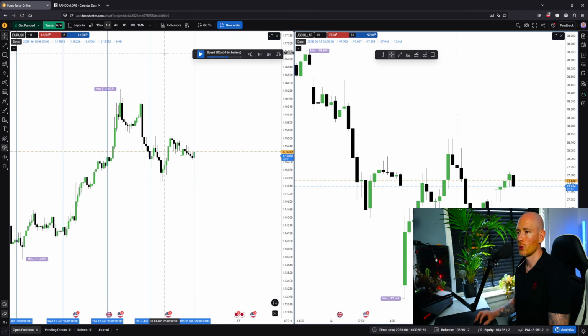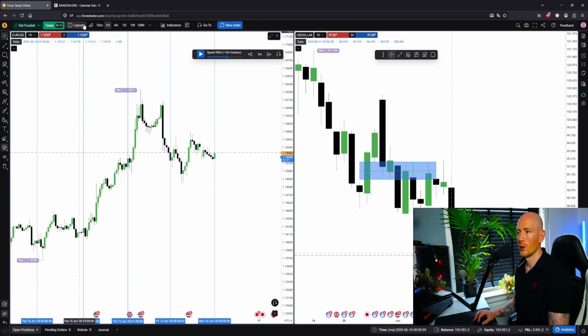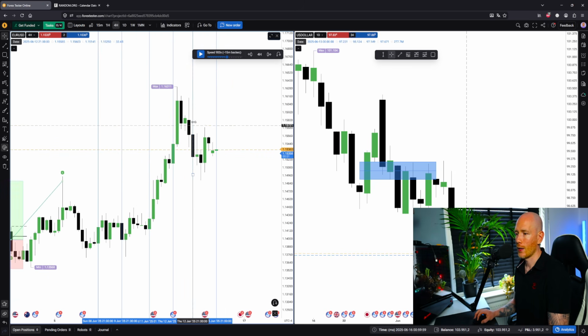All right, let's go to the daily. Daily closes back inside the previous candle. We might have a retracement. Let's go to the 4H, determine if we actually have sell side of the curve.